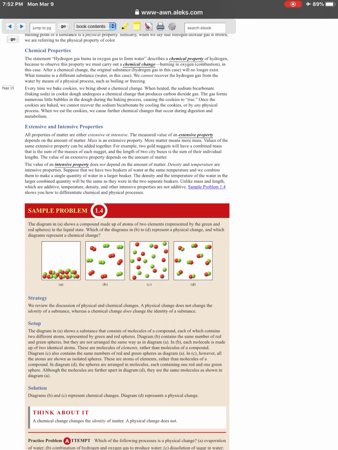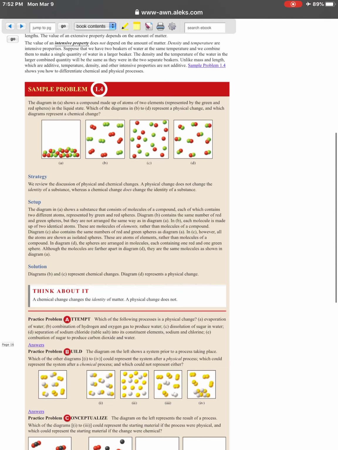Okay, so intensive properties do not depend on the amount of matter. Examples of that would be density and temperature. There are other ones as well. Color, for example. So here's an example, a sample problem 1.4.